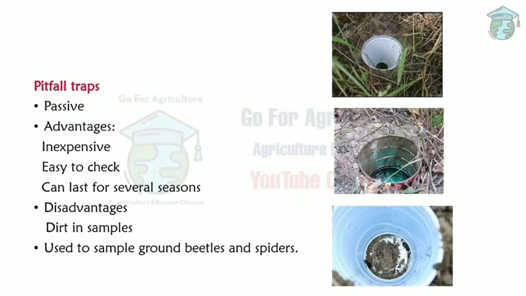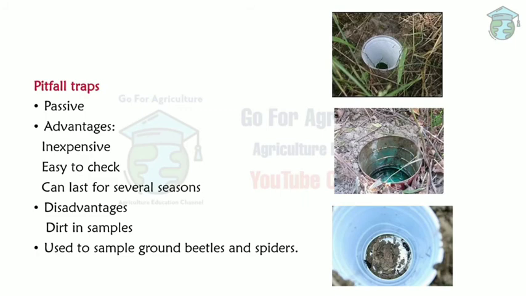The main advantage is they are inexpensive, easy to check, and can last for several seasons. But the disadvantage is the dirt in the samples. This is one of the major disadvantages. And these pitfall traps are used to sample ground beetles and spiders.